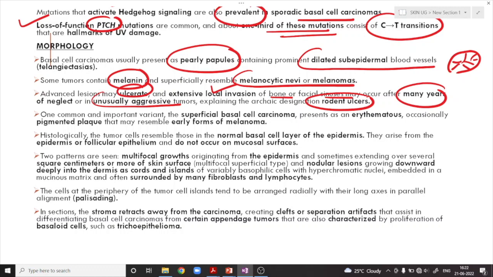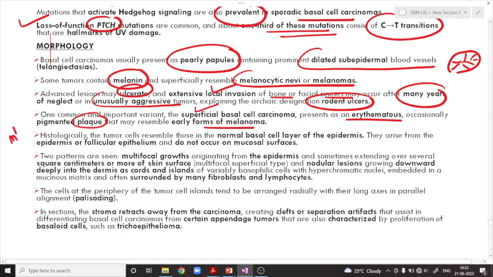So sometimes they might be locally destructive. That is why they are also called rodent ulcer. One very important variant of basal cell carcinoma is the superficial variety, which presents as a reddish lesion. They might present as a plaque that might resemble early forms of melanoma. So that is the superficial basal cell carcinoma, which is spreading along the surface.